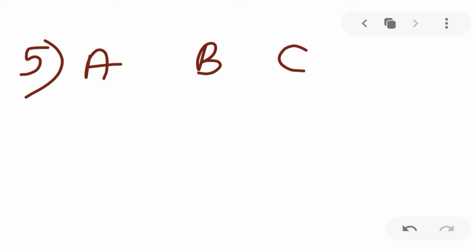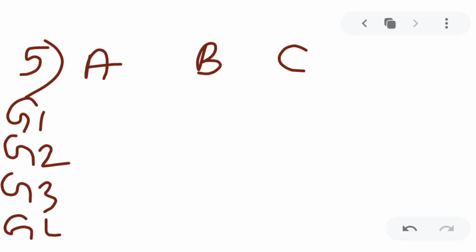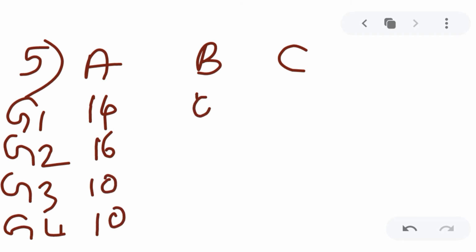In the fifth question, the table is given with players A, B, C, and game 1, game 2, game 3 and game 4. Game 1: 14 points scored by A. Then game 2: 16, 10 and 10. That is 0, 8, 6, 4 and 8, 11, not played, 13.